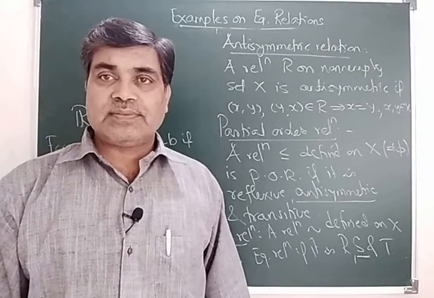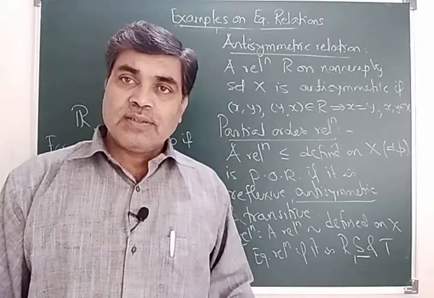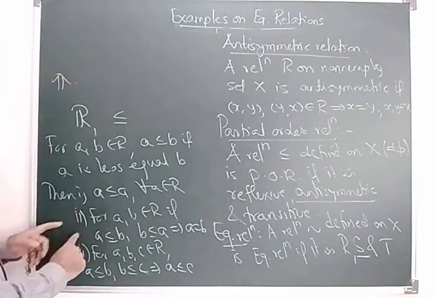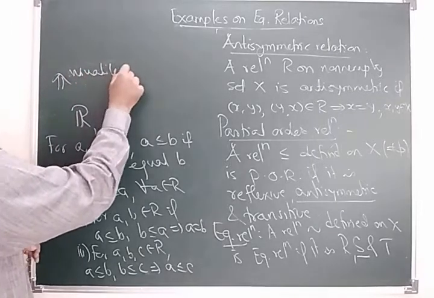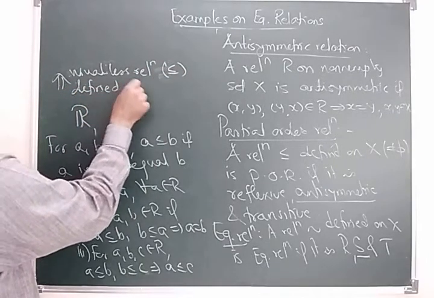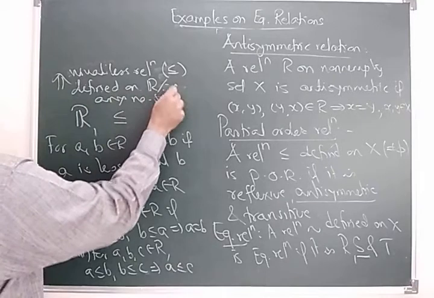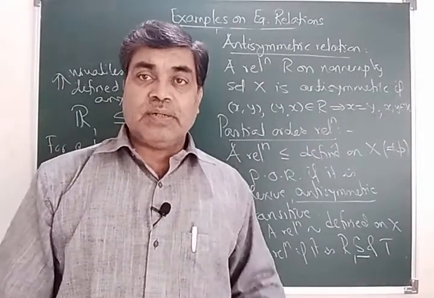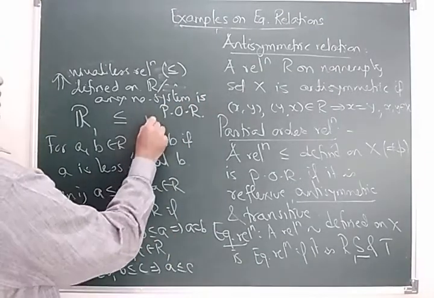But this is false. So think about an example of a relation which is symmetric as well as antisymmetric on a non-empty set X. So the usual less equal relation, defined on any number system, whether natural numbers, integers, rational numbers, irrational numbers, or any non-empty set of numbers, is a partial order relation. Is it clear? But not an equivalence relation.